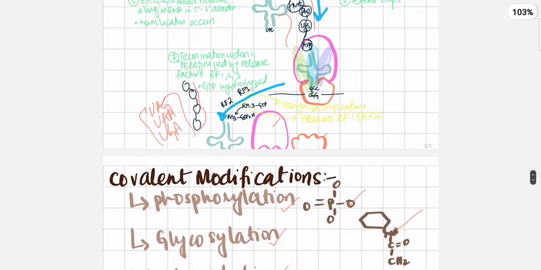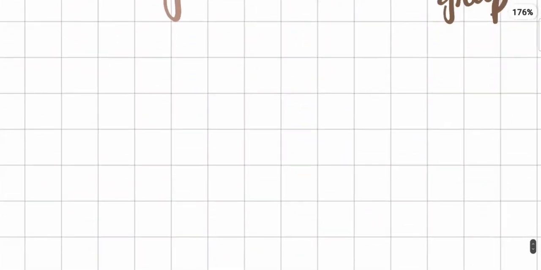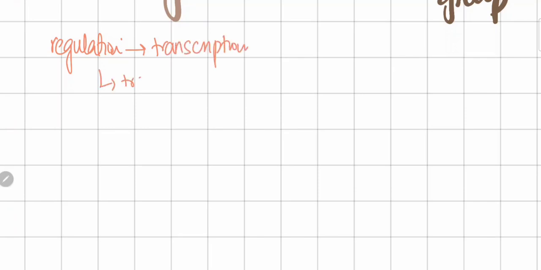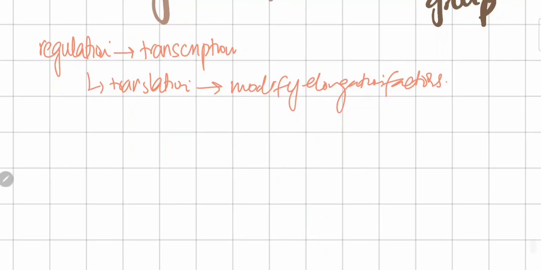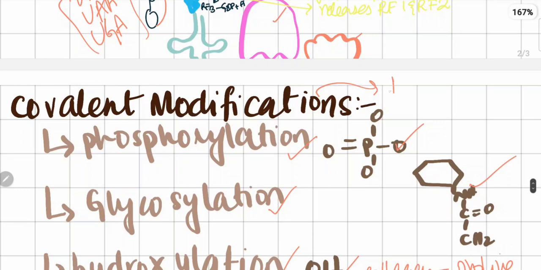And one more thing before we end is that most of the regulation occurs at the level of transcription, but regulation can also occur at the level of translation if we modify elongation factors. Also, one more thing you can do in modifications is you can trim the protein. So protein trimming, you can cut the protein as well.